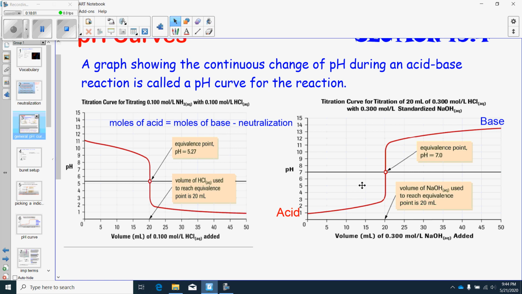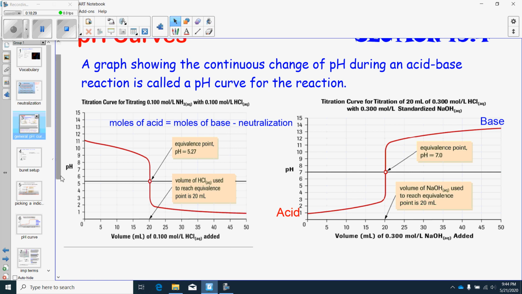Here it's 7 because we have a strong acid and a strong base. Here it's 5.27 because we have a weak base and a strong acid. If it was, let's say, 8.2, we know we have a strong base and a weak acid. The equivalence point is the volume when you reach that neutralization. The volume of titrant: how much of the stuff in the burette you had to add.